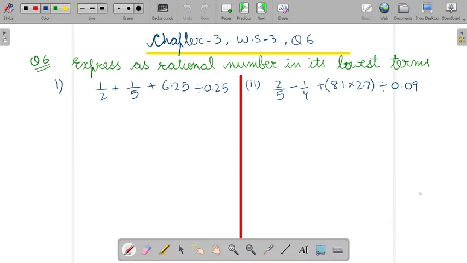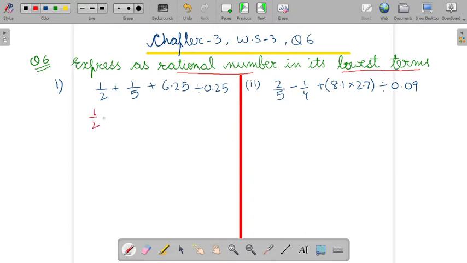Hello everyone. Question number 6 of worksheet 3 from chapter 3. Question 6 is: express as a rational number in its lowest term. Means first you will convert it into a rational number, means p by q form, and then you will convert it into lowest term, means standard form. So let's go for the question.